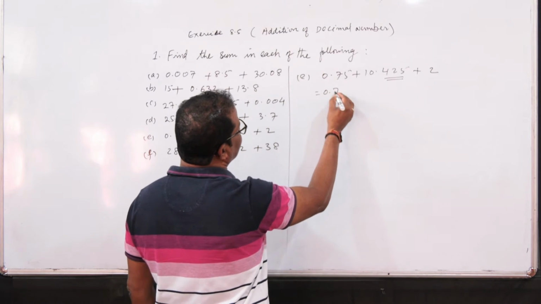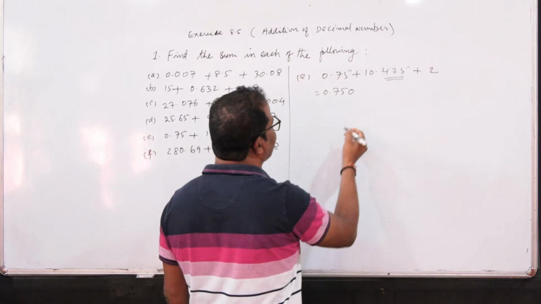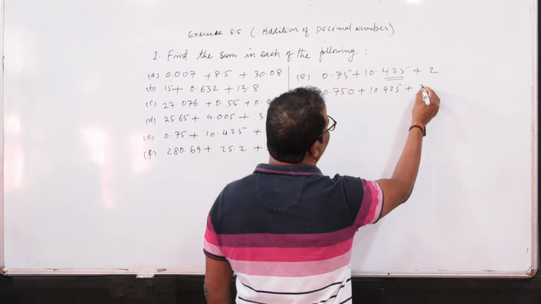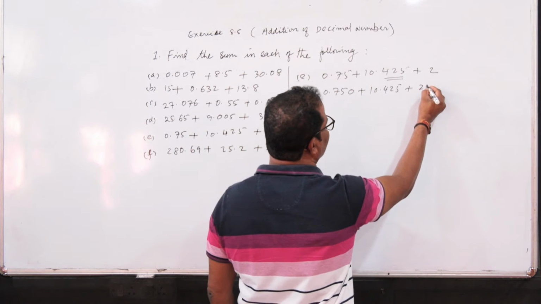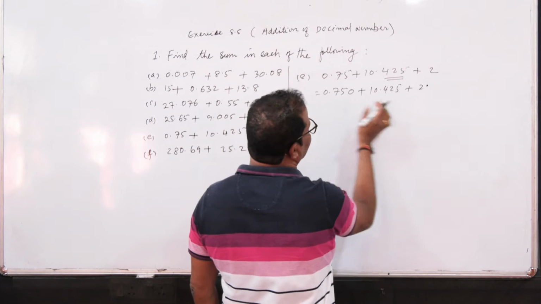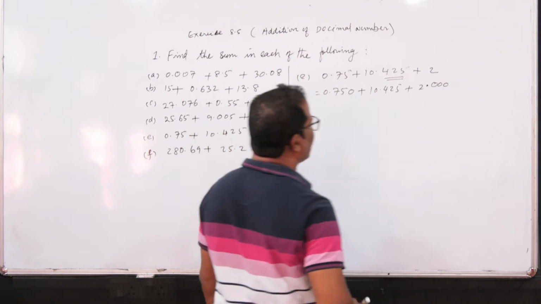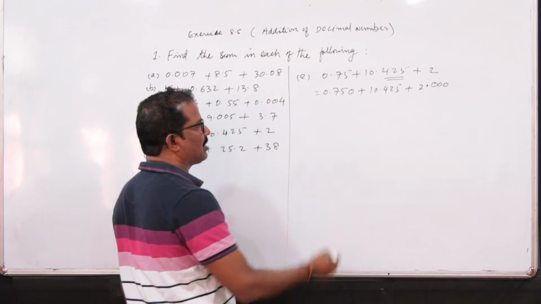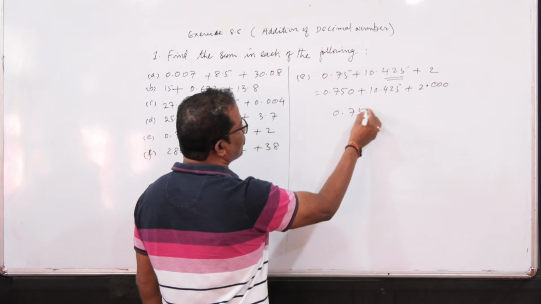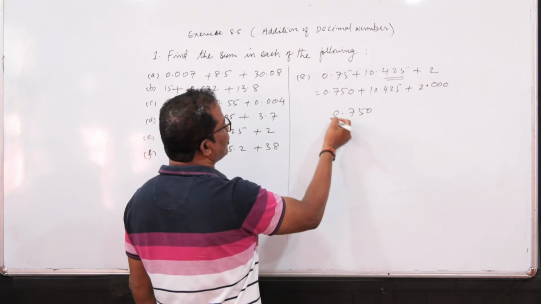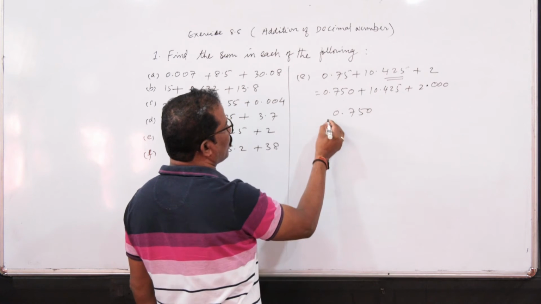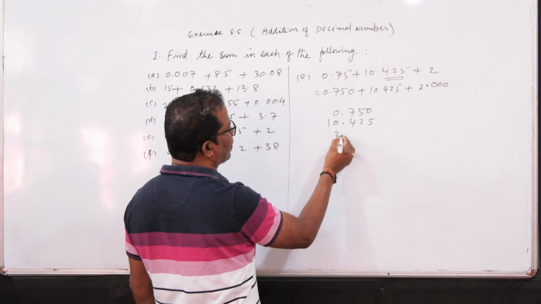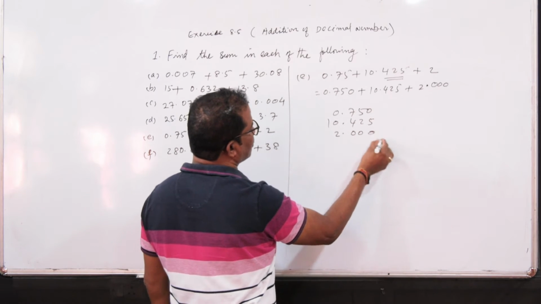It is 0.75 and 1 zero added here, and here 10.425 and here 2 point, nothing is there, so we can put a point in the last, and we have to write 3 zeros to convert into like decimals. Now after converting into like decimals, we have to add by writing in this way, that is 0.750 and 10.425, and 2.000 only.